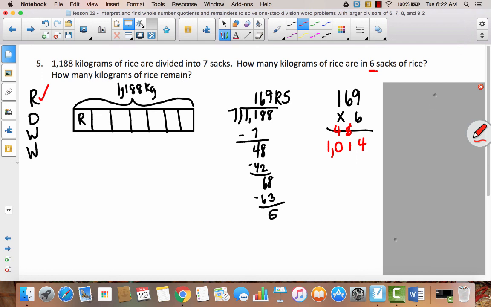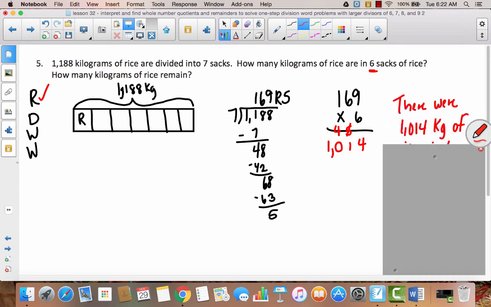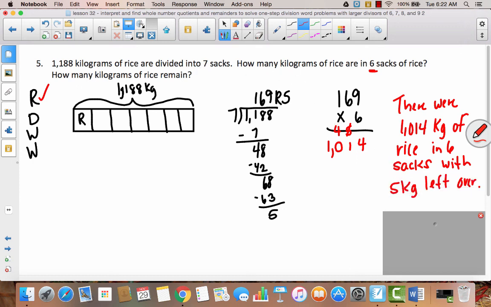So when I went back to answer the question, how many kilograms of rice are in 6 sacks of rice, I had there were 1,114 kilograms of rice in 6 sacks. It also says how many kilograms of rice remain. Since my remainder was 5 kilograms, I said with 5 kilograms left over.